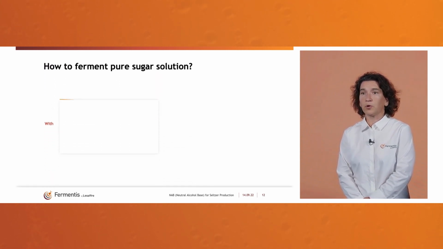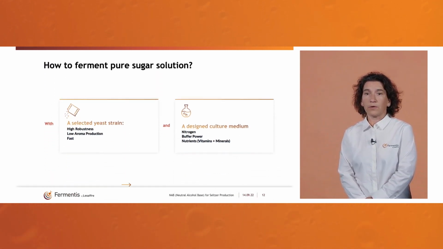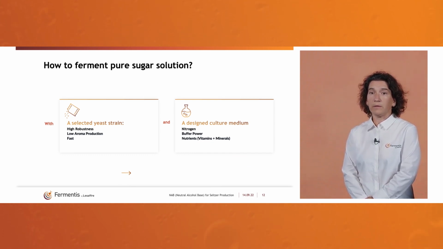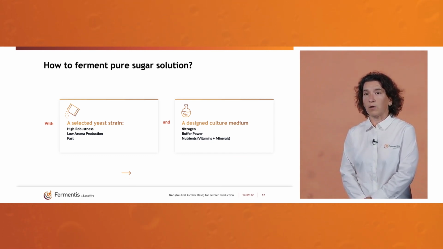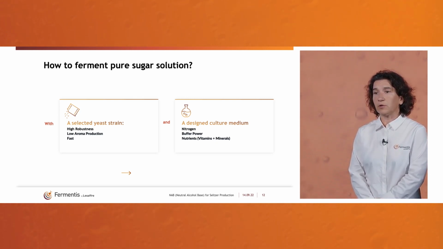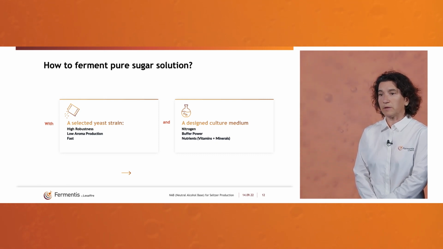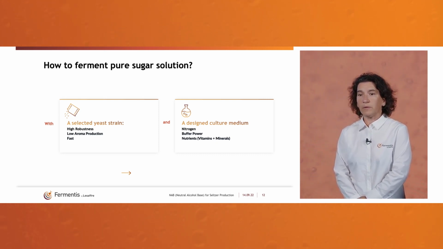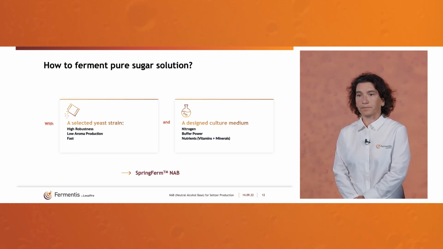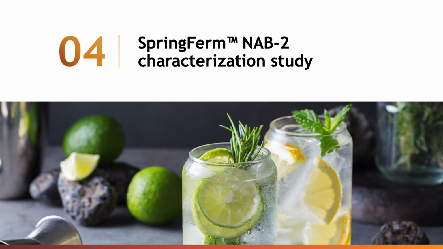So how to ferment a pure sugar solution? First, with a selected yeast strain with high robustness, low aroma production, and fast. But we also need a designed culture medium with a nitrogen source, a buffer power, and a lot of nutrients, vitamins, and minerals. Spring-Ferm NAB can bring all these elements. So now I'm going to present the study and the results about the characterization of Spring-Ferm NAB2.